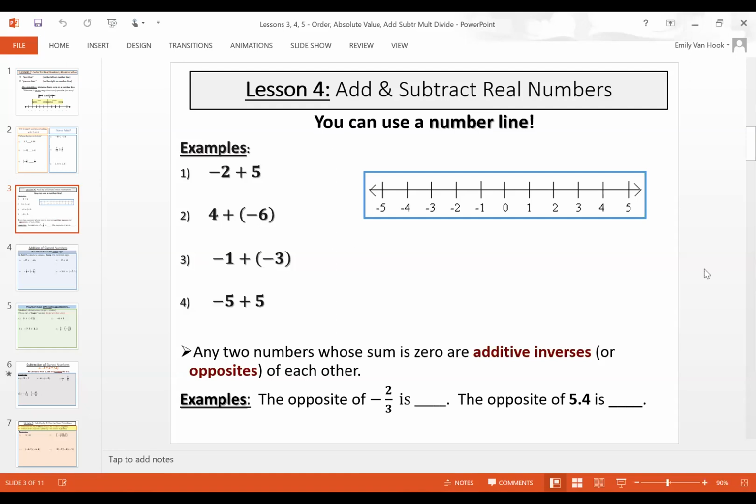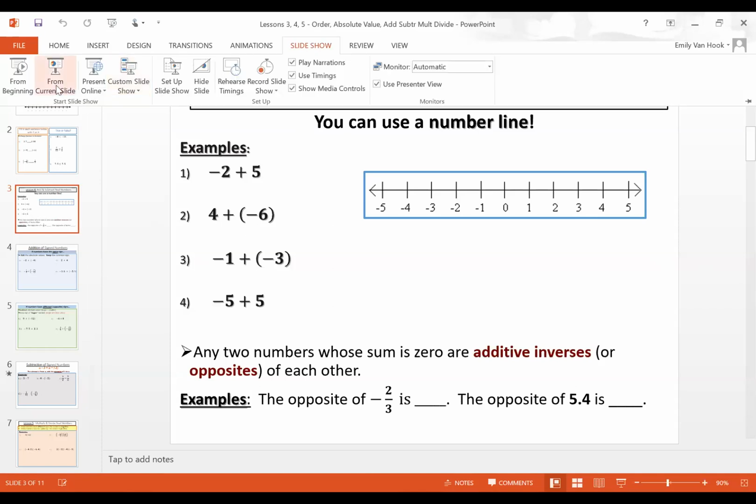I'm actually using the same PowerPoint as the previous lesson, so I have the PowerPoint for lessons 3, 4, and 5 all together. And we're now going to do lesson 4, which is on adding and subtracting real numbers. All right, so let's start this slideshow. We're going to learn different rules about how to add with negatives. That's really the main focus here.